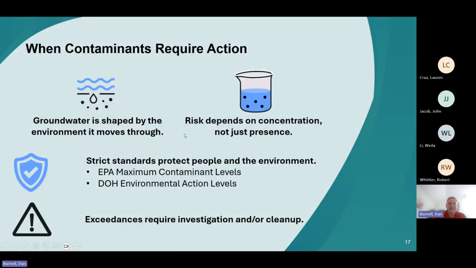And there are very strict standards that are set to protect human health and the environment. For example, the US EPA has maximum contaminant levels, and the Department of Health has environmental action levels. And so water is regularly tested and examined against these levels. And when there are exceedances, then investigations are performed and potentially cleanup of the groundwater resources.